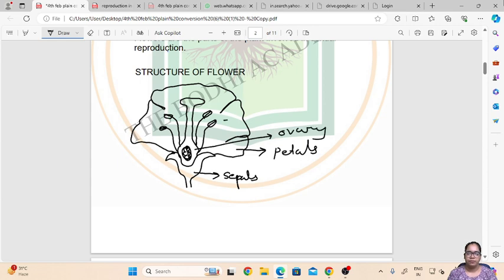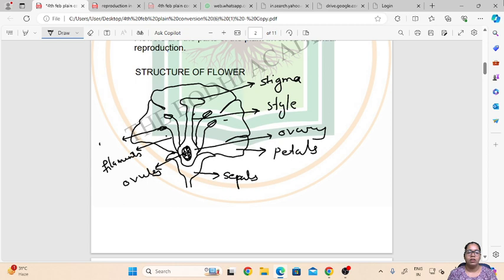This is the ovary. Then this part is called the style. This part is called the stigma, and the ovary consists of small ovules. This is the filament, and this part is called the anther.